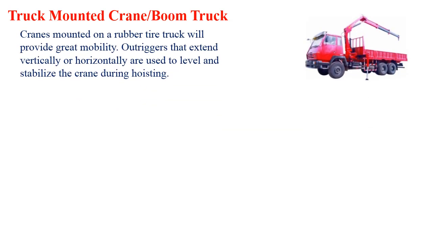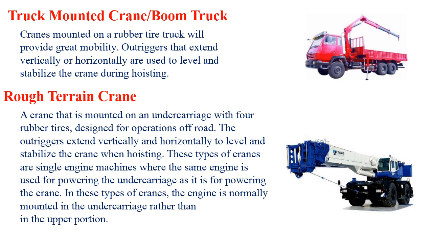Truck mounted cranes or boom truck. Cranes mounted on a rubber tire truck will provide great mobility. Outriggers that extend vertically or horizontally are used to level and stabilize the crane during hoisting. Rough terrain crane. A crane that is mounted on an undercarriage with four rubber tires designed for operation off-road. The outriggers extend vertically and horizontally to level and stabilize the crane when hoisting.